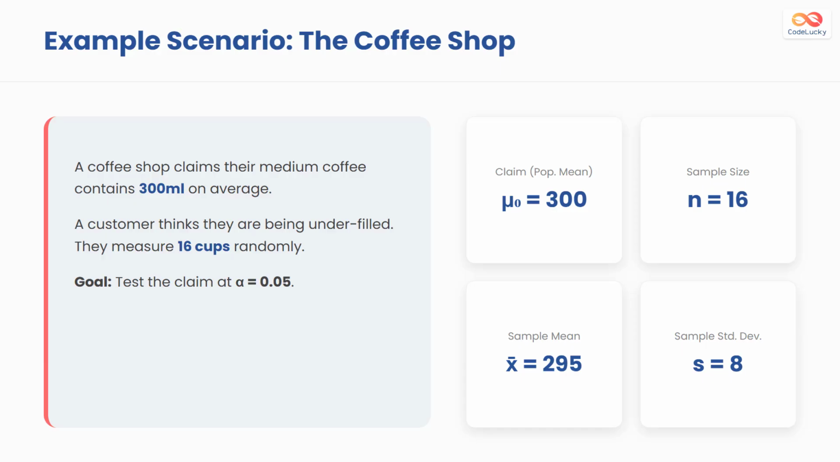Let's apply this to a real-world scenario. Imagine a coffee shop claims their medium coffee contains 300 milliliters on average. A customer suspects they are being underfilled and measures 16 cups. They find a sample mean of 295 milliliters with a standard deviation of 8 milliliters. We will test this claim at a significance level of 0.05.